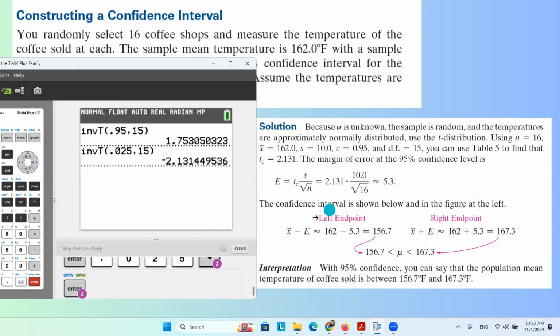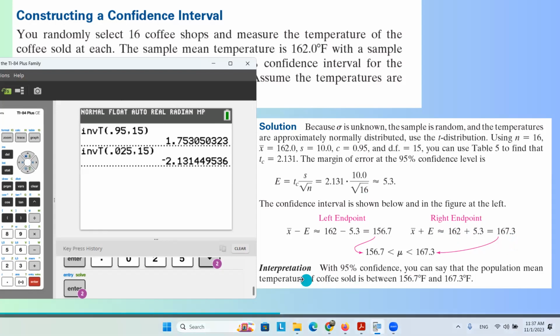Now the confidence interval has left endpoint, which is x bar minus e, and right endpoint, which is x bar plus e. x bar minus e is approximately 162 minus 5.3 degrees, which is 156.7 degrees. And on the right-hand side, you have 162 plus 5.3 degrees, which is 167.3 degrees. You can say that with 95% confidence, the population mean temperature of coffee sold is in between 156.7 degrees Fahrenheit and 167.3 degrees Fahrenheit.